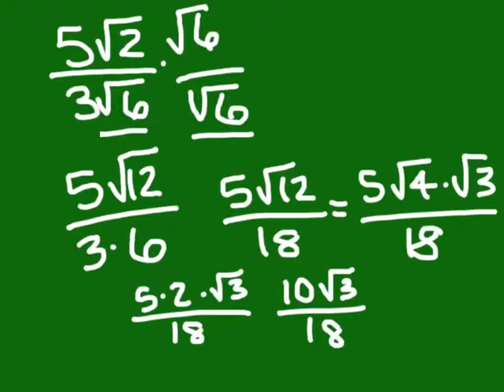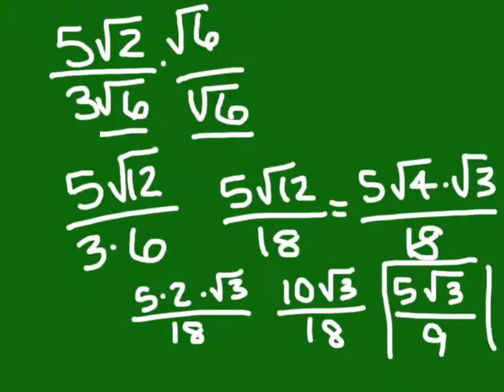And now we look to see if anything can reduce. 2 goes into both 10 and 18. So 10 divided by 2 is 5 radical 3. And 18 divided by 2 is 9. So your final answer would be 5 radical 3 all over 9.